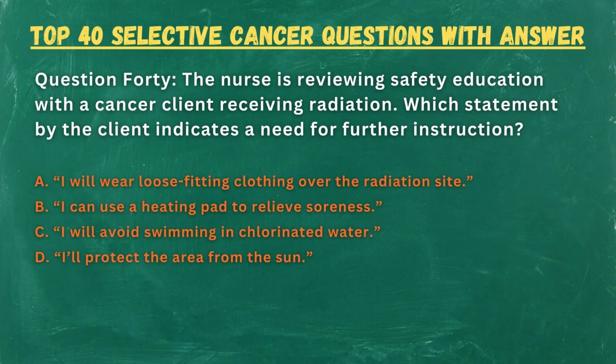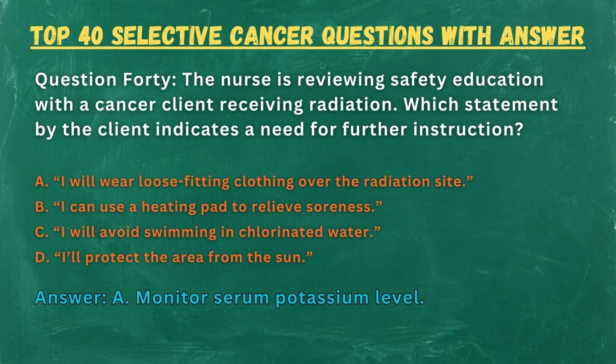Question 40. The nurse is reviewing safety education with a cancer client receiving radiation. Which statement by the client indicates a need for further instruction? A. I will wear loose-fitting clothing over the radiation site. B. I can use a heating pad to relieve soreness. C. I will avoid swimming in chlorinated water. D. I'll protect the area from the sun. Answer: B. I can use a heating pad to relieve soreness.